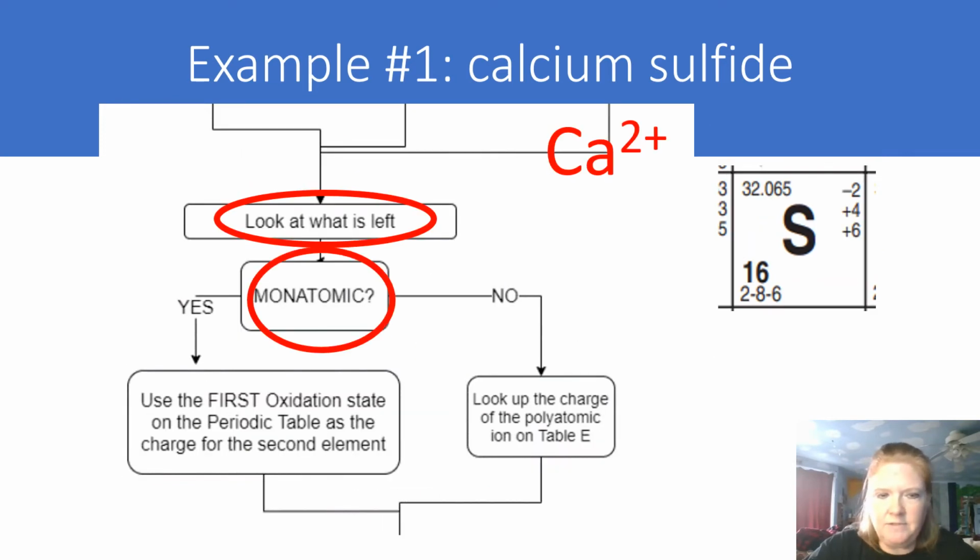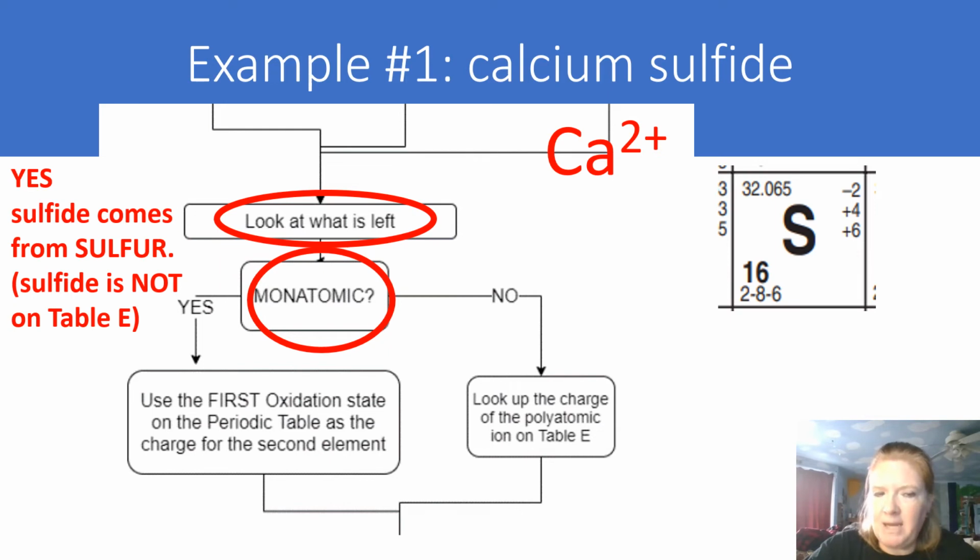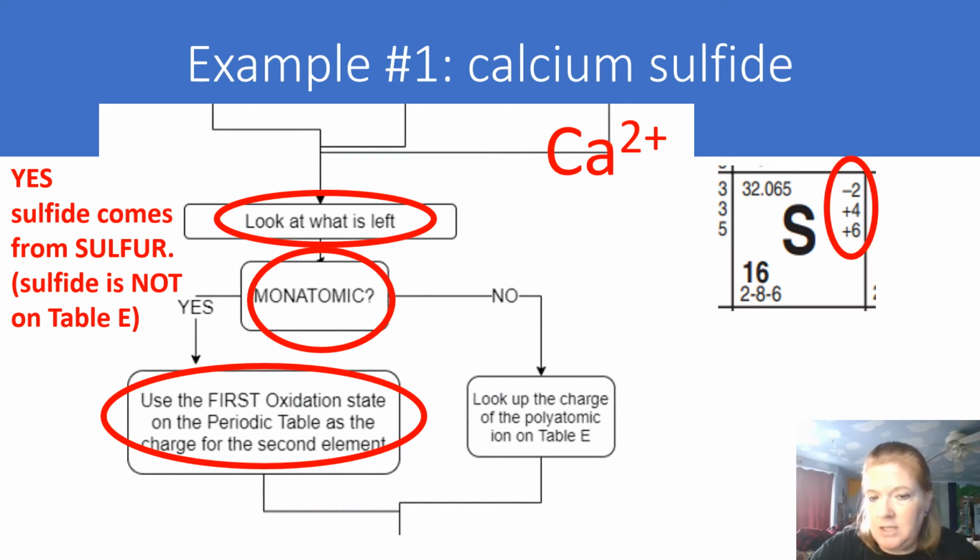Look at what's left. Monatomic. How do I know it's monatomic? Because sulfide comes from sulfur. And sulfide is also not on table E. So there's a double check. So use the first oxidation state on the periodic table. Look at that list, use the first one. So we're going to use 2 negative.